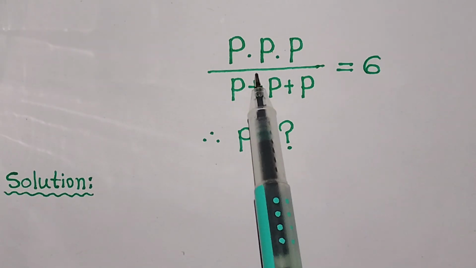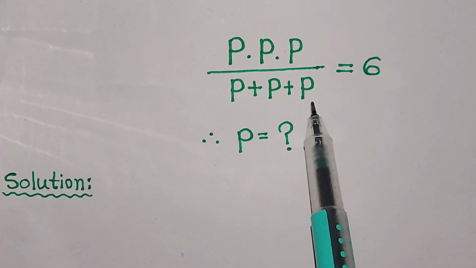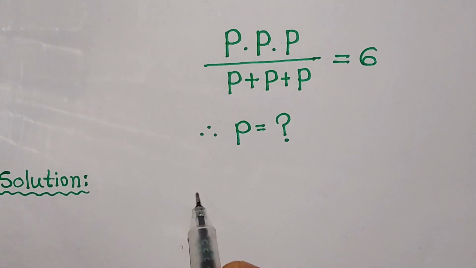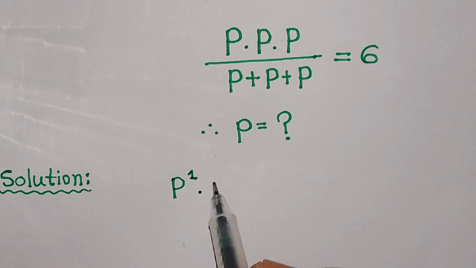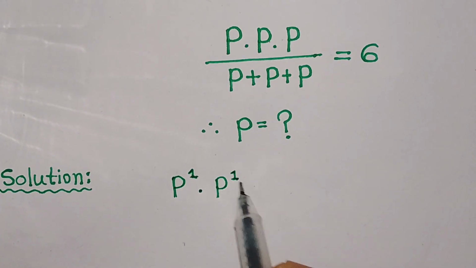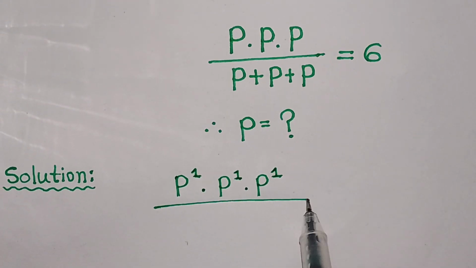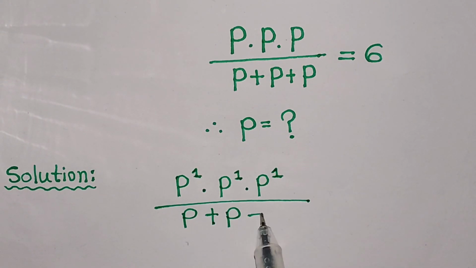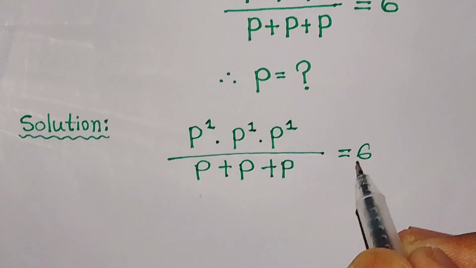Take a look. P times P times P divided by P plus P plus P equals 6. Then what's the value of P? So we can write here P to the power 1 times P to the power 1 times P to the power 1 divided by P plus P plus P equals 6.